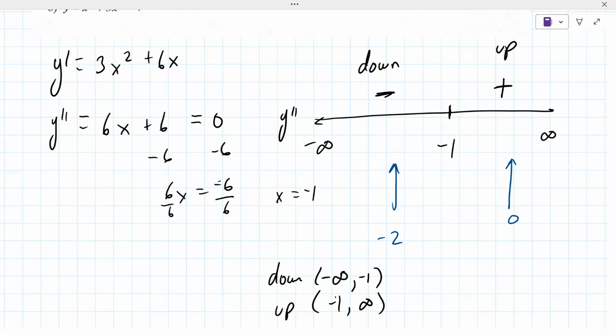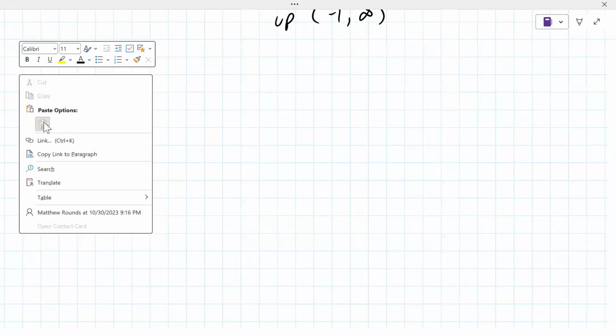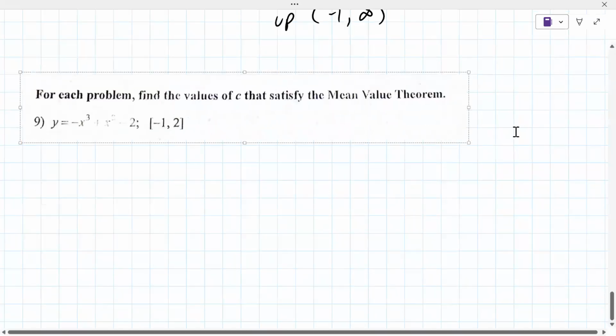Okay. Number 9 is completely different. We should probably do that one. You do get a mean value theorem question on the AP exam, multiple choice, pretty guaranteed.